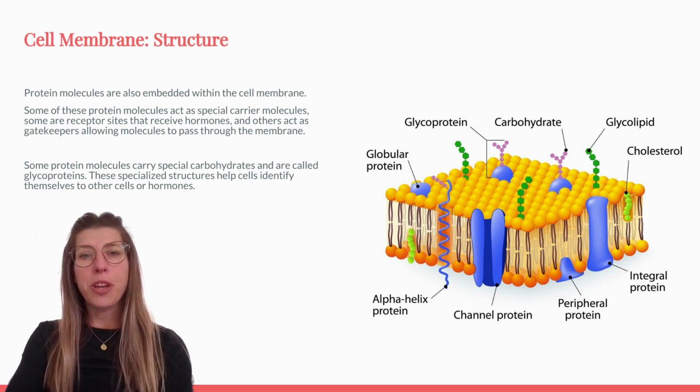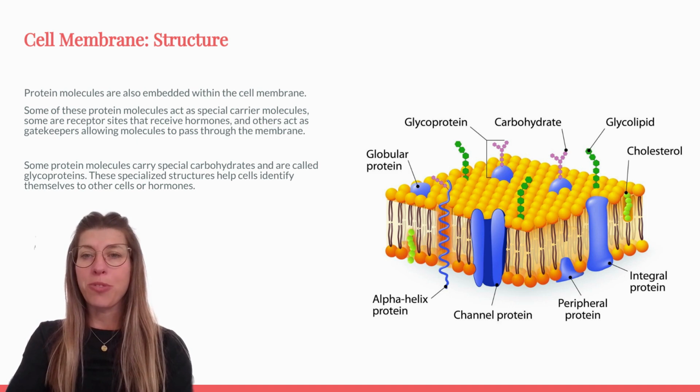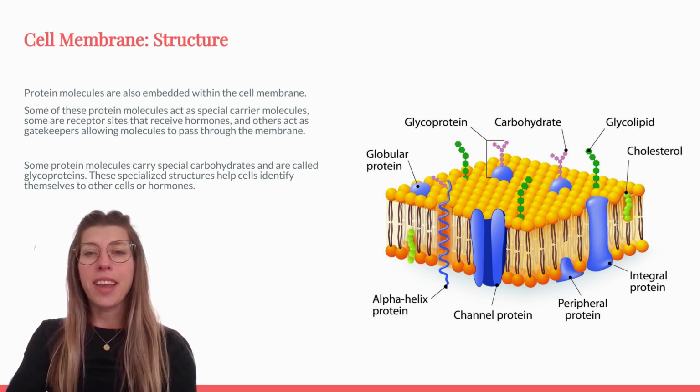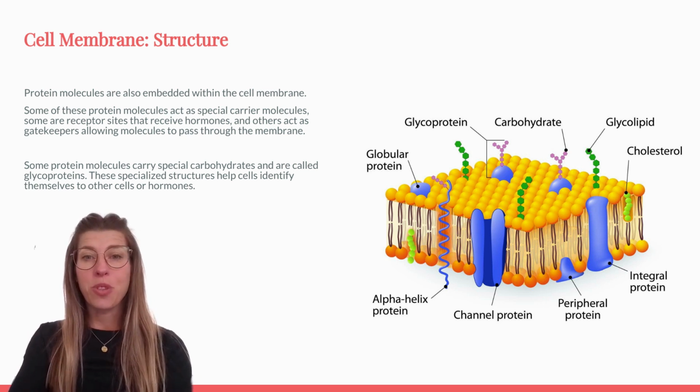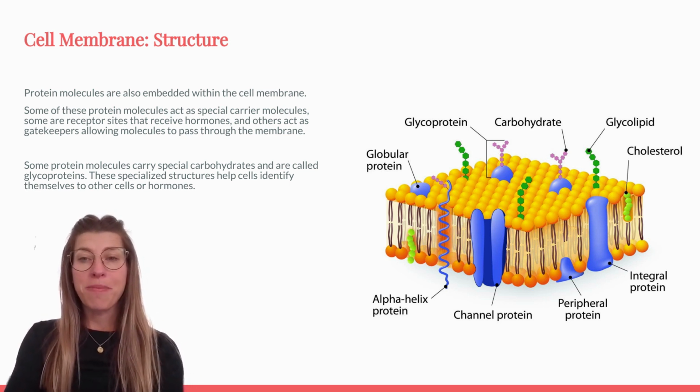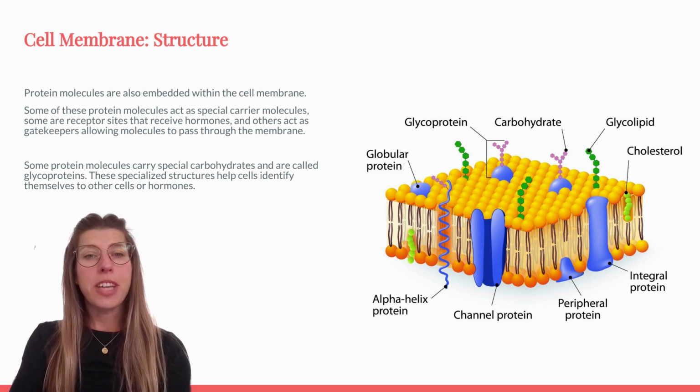There are also protein molecules that act as receptor sites that receive hormones. And others act as gatekeepers, allowing molecules to pass through or to not pass through the membrane. Some protein molecules carry special carbohydrates, and these are called glycoproteins. So if you could find that on the image, kind of top left there, glycoprotein, you could see that there's a carbohydrate tail coming off of the embedded protein.